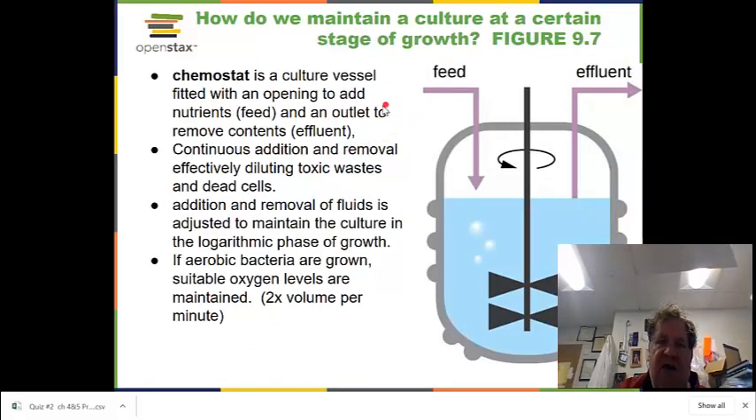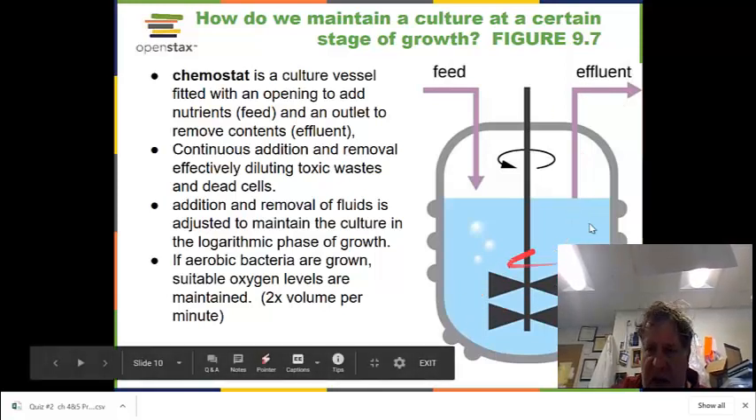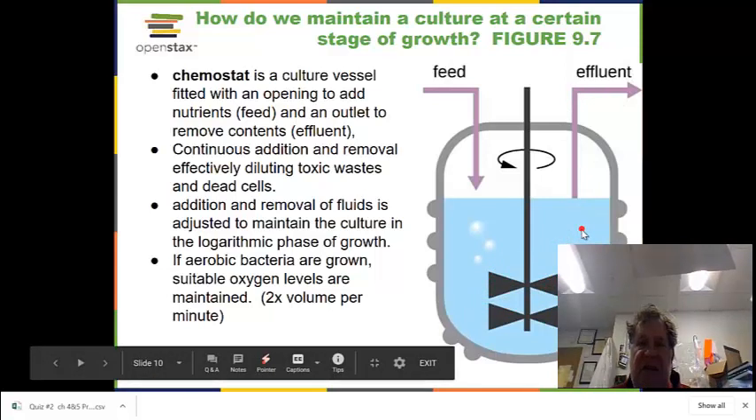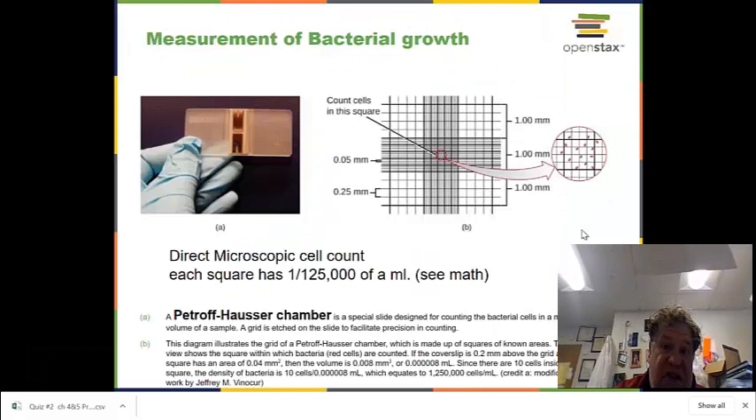The chemostat is a culture vessel fitted with an opening to add nutrients, the feed, and an outlet to remove contents, the effluent. And so what we see is we can design it so that we're adding our media in here as we're moving it out, and so we can control what phase of growth the culture is in. This is also what we call continuous culture, and we can control the amount of oxygen and everything else in here, and we mix up this vessel. This is a great way to grow up microorganisms and control at what stage in their growth they are.